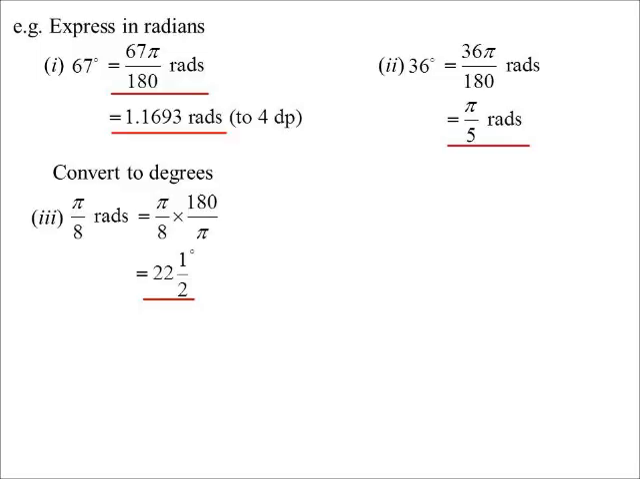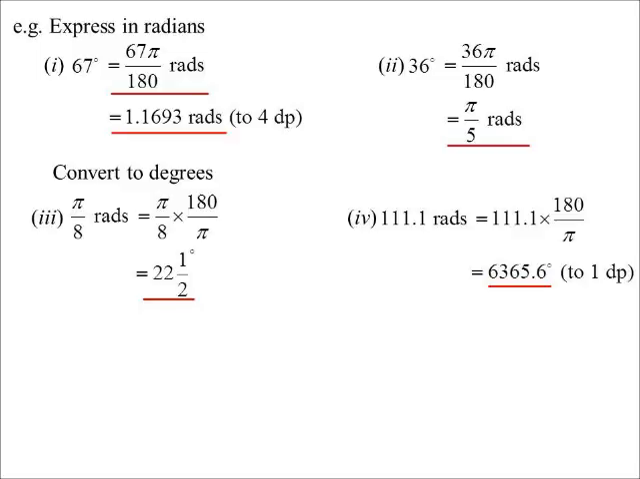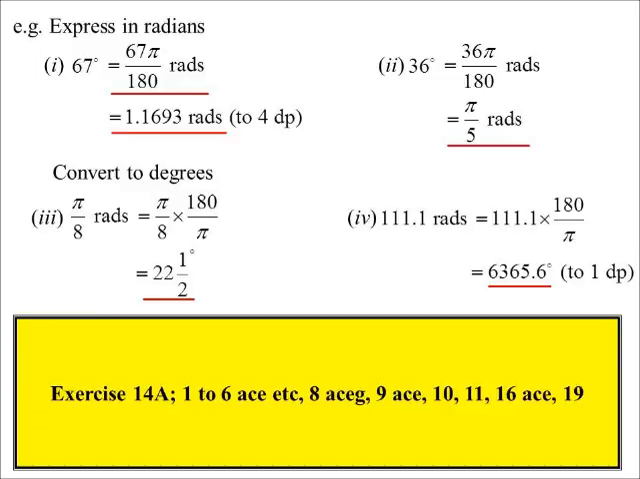There's nothing to say it has to be a multiple of pi. So 111.1 radians, and actually, wow, that's quite a lot of degrees. 6,365.6 degrees. So look, that first exercise, as I say, it really is just an exercise converting in and out of radians, degrees, a couple other ones, finding the side.